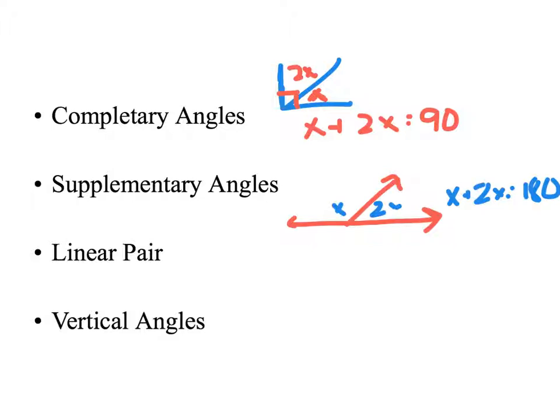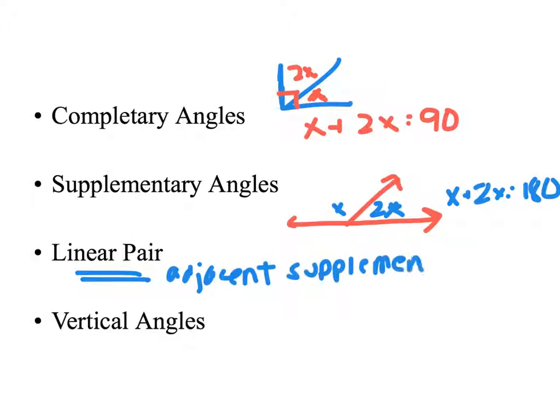So if they happen to sit next to each other, then we have a linear pair. All a linear pair is, is an adjacent supplementary angle pair. And with that, if I tell you they're a linear pair, I know they're 180 degrees. That's it.